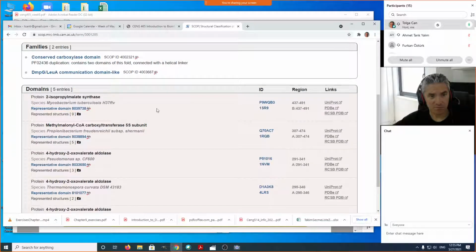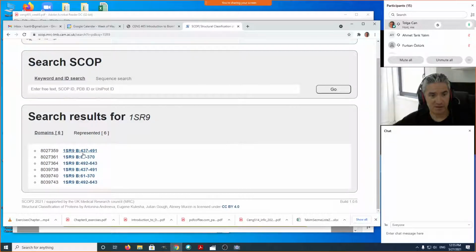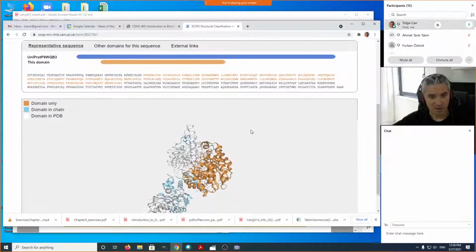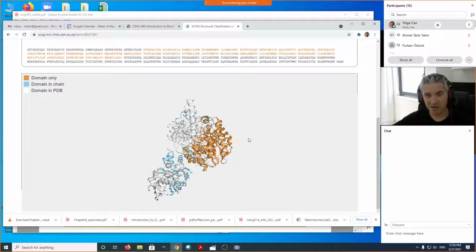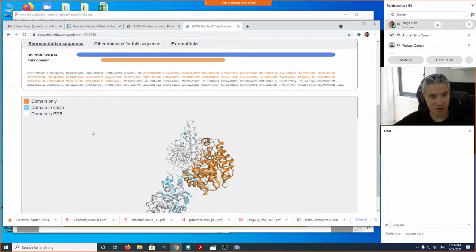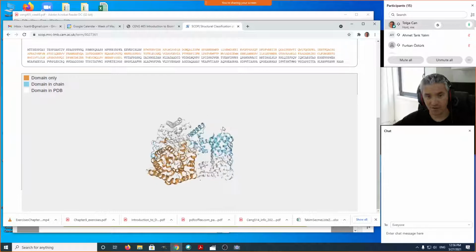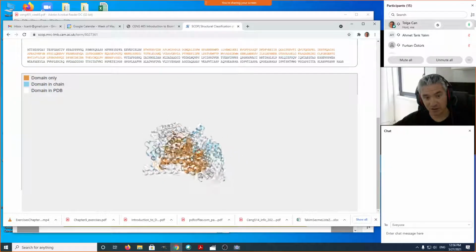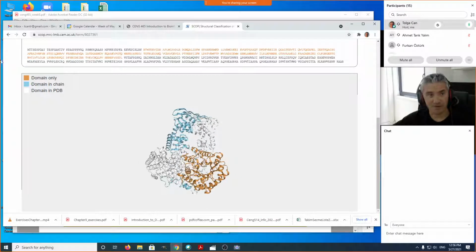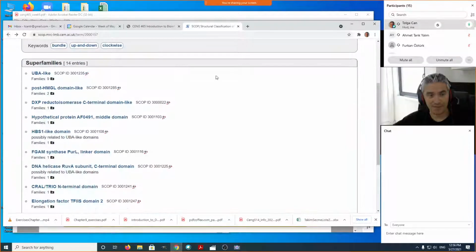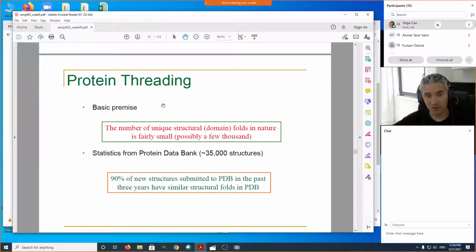And if you click on some of those, as you can see, there are links to some representative structures. If we click on this, let's take a look at the B chain, and the shape looks like this. So this is that 3-helix bundle, domain only, domain in chain, domain in PDB. So yeah, they also have nice three-dimensional visualization of that chain. So this is that shape that they're describing. So the folds in the SCOPe database may be a good place to build a threading structural library.